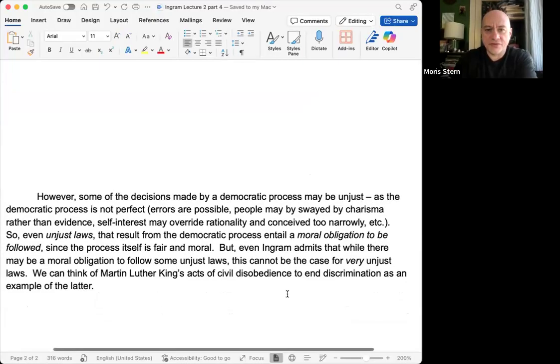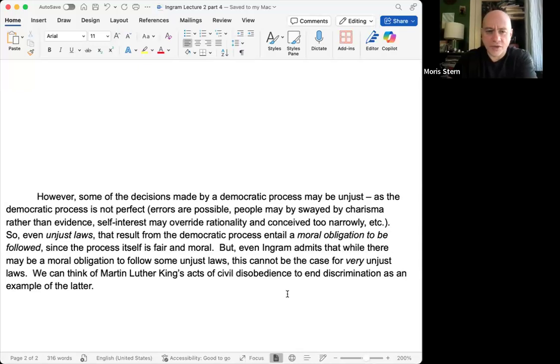However, some of the decisions made by a democratic process may be unjust, as the democratic process is not perfect. Errors are possible. People may be swayed by the charisma of leaders rather than by evidence and what evidence supports. Self-interest of people may override their rationality when that self-interest is conceived too narrowly, and so on.